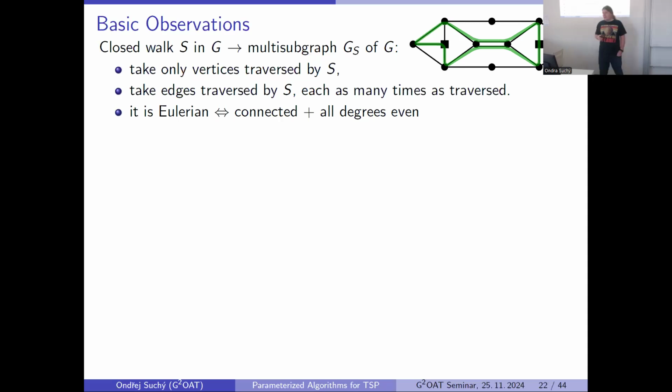Okay, so there are some basic observations. First of all, I ask you to produce a closed walk, but instead you can produce what I call an Eulerian multi-subgraph. You take all the vertices which were traversed by the closed walk, and you take all the edges which were traversed, as many times as you traversed them. This makes it not a subgraph of the original graph, but a multigraph. You can easily see that it is Eulerian: it's connected and it must have even degrees. On the other hand, if I give you this submultigraph, you also get the closed walk. It's equivalent whether you search for a submultigraph or a closed walk.